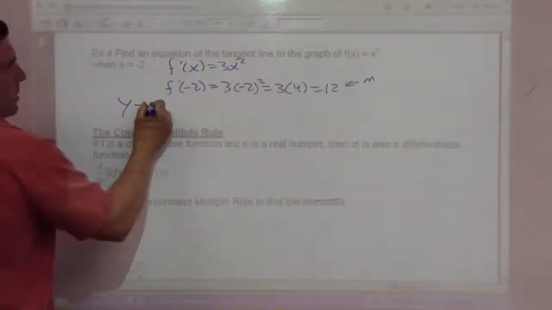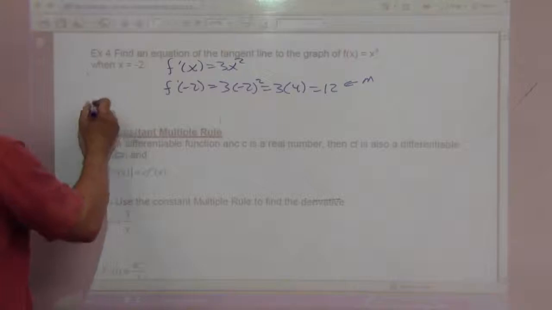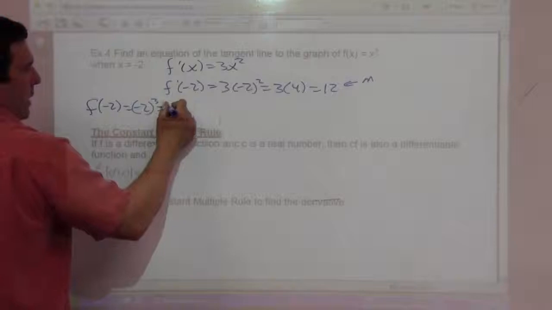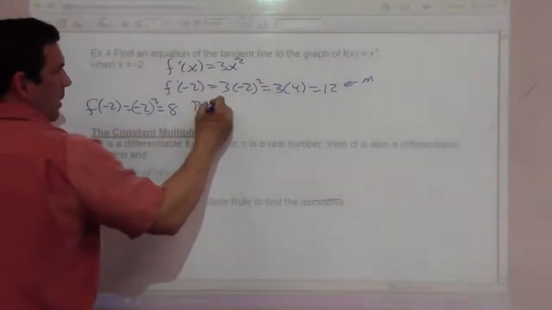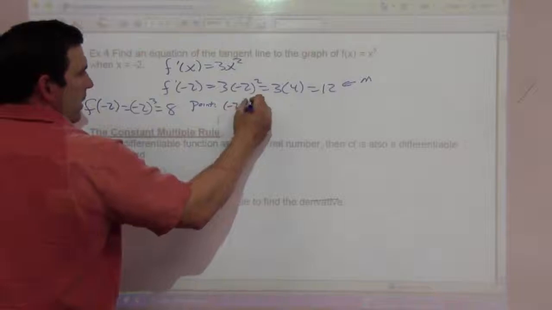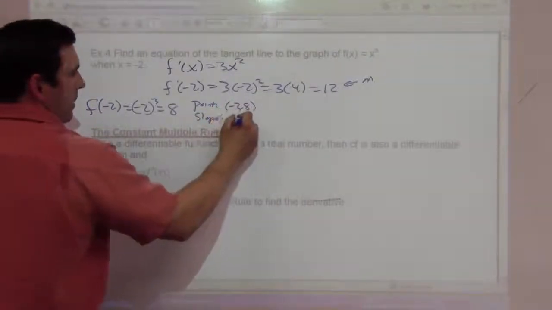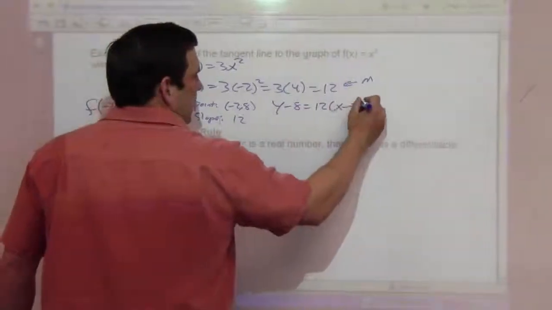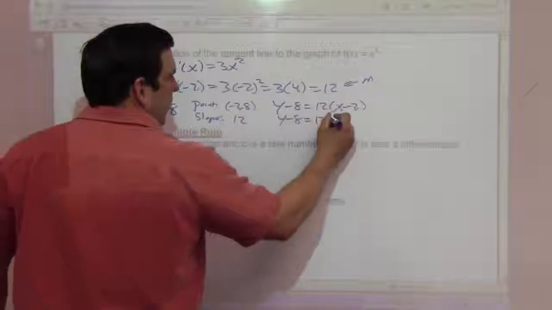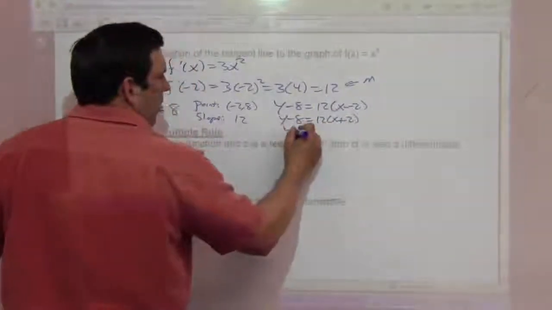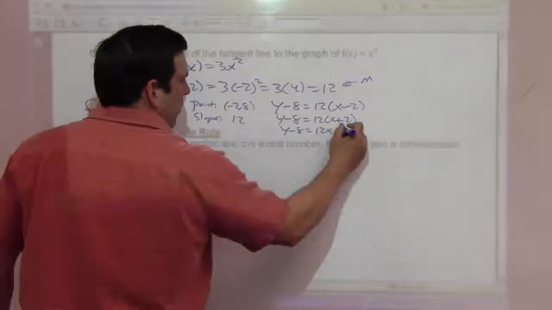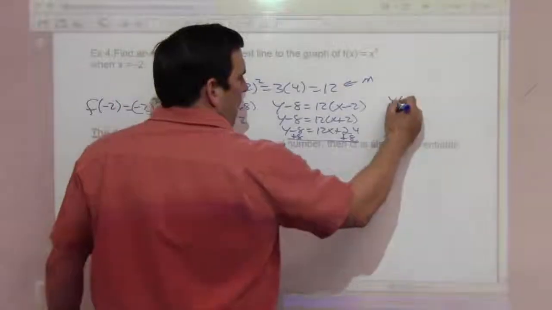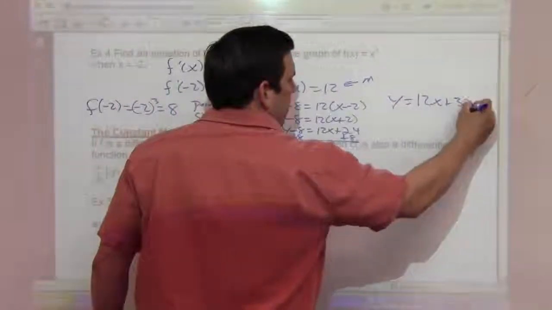So we do y minus, what's the point? What is f of negative 2? That's negative 2 cubed, which is 8. So the point is going to be negative 2, 8, and the slope is 12. So y minus 8 equals 12 times x minus negative 2. Y minus 8 equals 12 times x plus 2. Y minus 8 equals 12x plus 24. So y equals 12x plus 32.